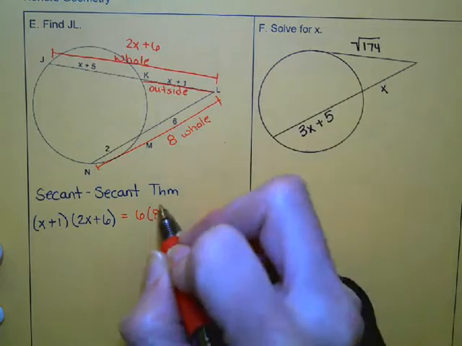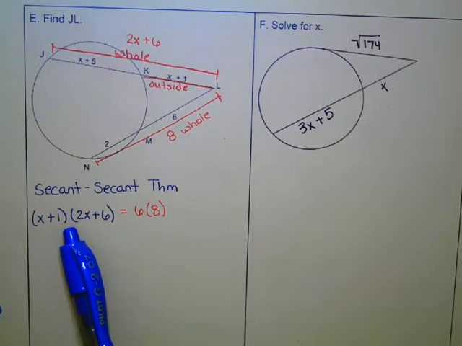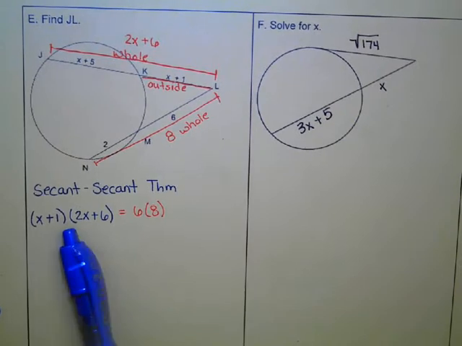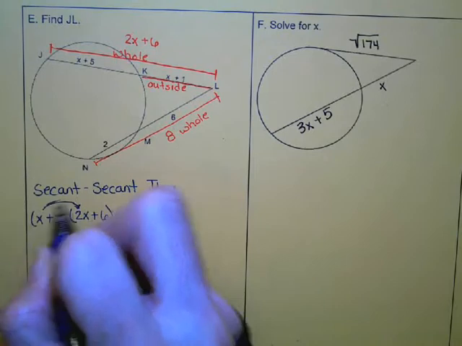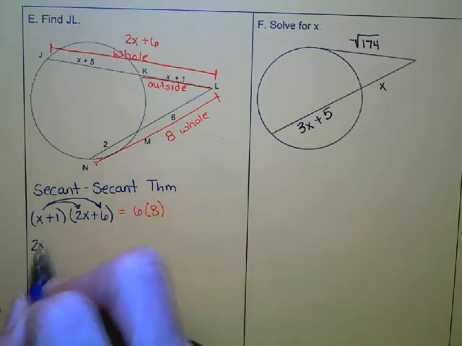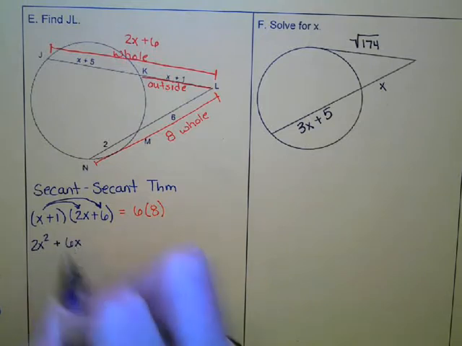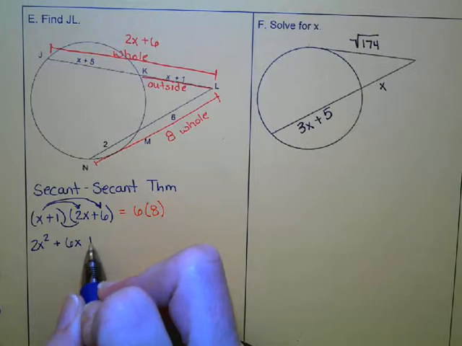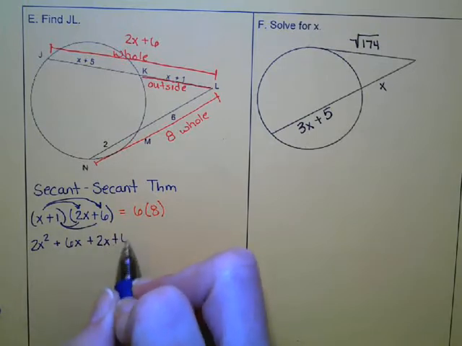So, this is something we haven't multiplied much this year, but it was multiplied at some point last year. This is called distributing, or some people call it FOIL. x times 2x is 2x squared, plus x times 6 is 6x. Then you have your inside, you get 2x. 1 times 6 is 6. So I now have 2x squared plus 8x.